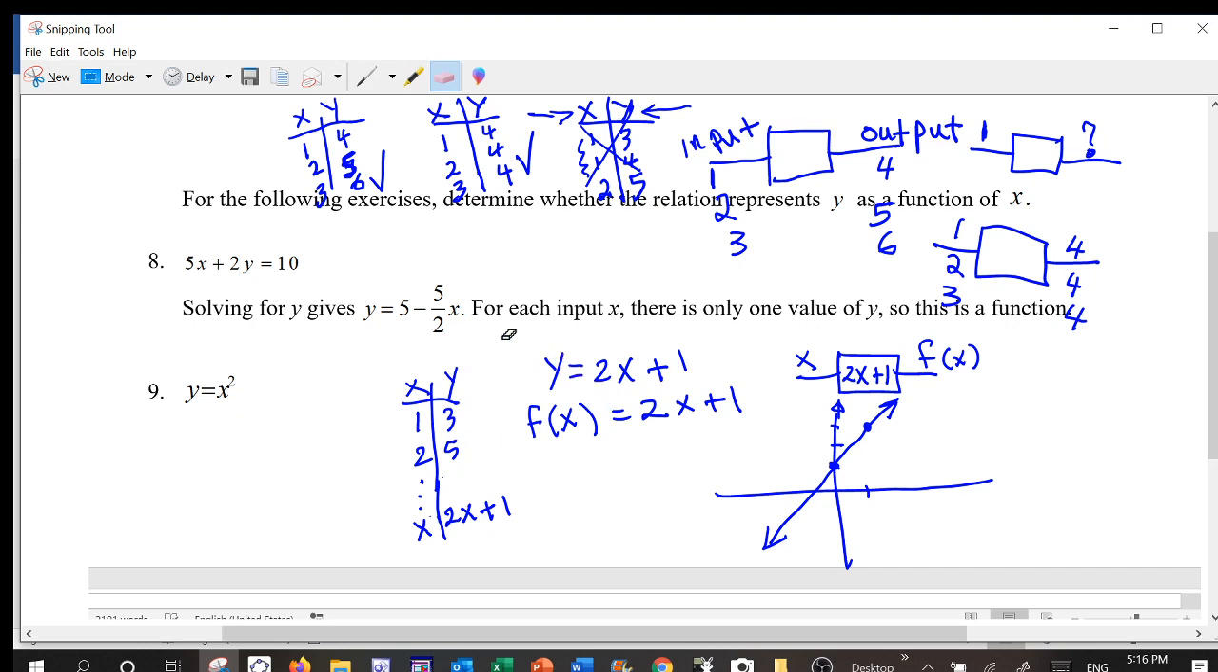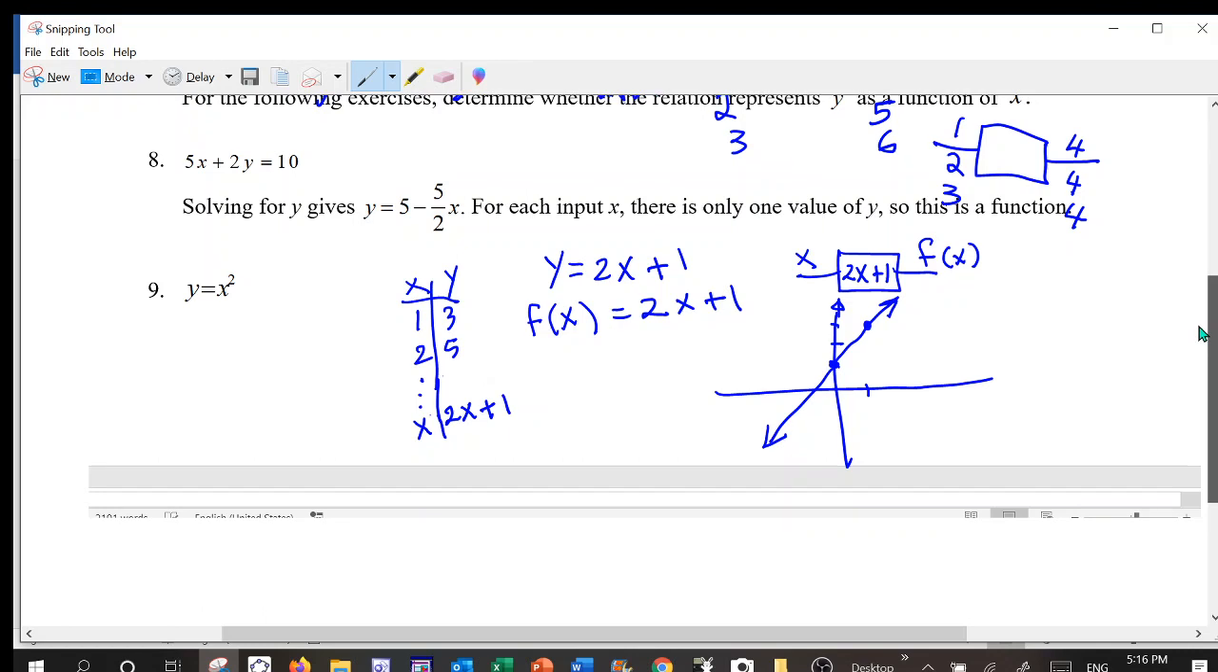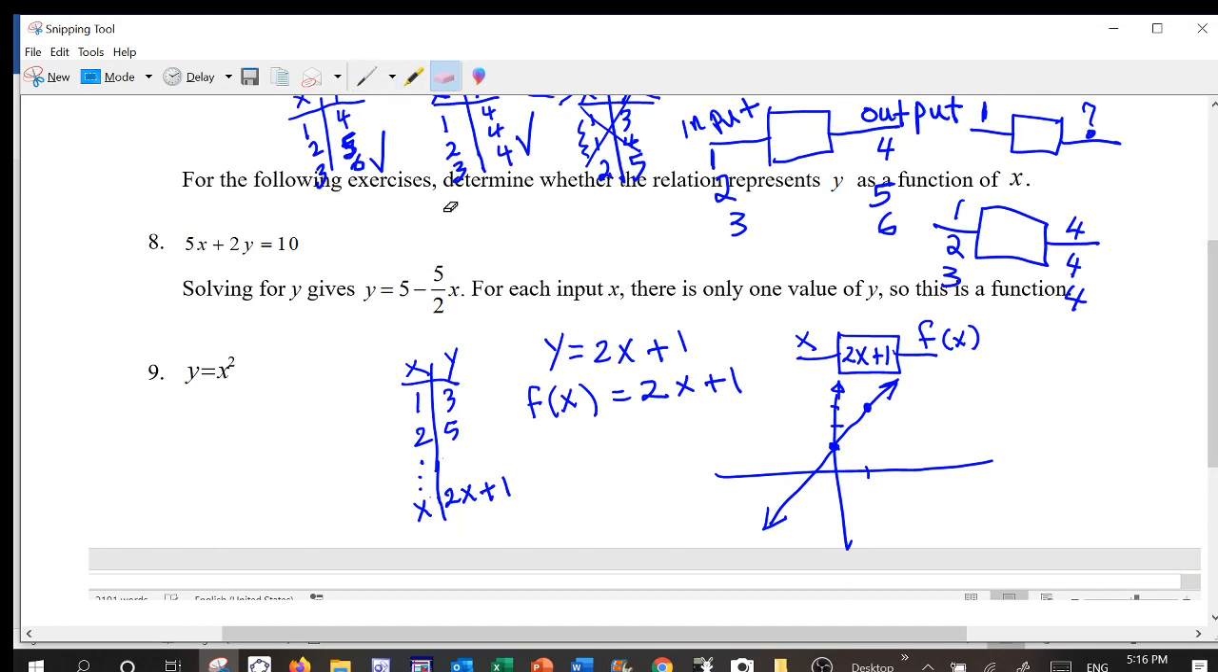All right, now that we have talked about this, we can do number 8 and number 9. Now the question is, is y a function of x, right? That's what we are asked to do. It says, for the following exercises, determine whether the relation represents y as a function of x. Is it? Well, to do that, we need to solve for y. So we get 2y equals negative 5x plus 10, right? We have to move the 5x to this side, and then divide everything by 2.